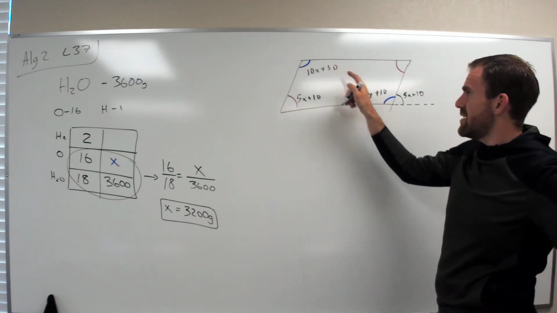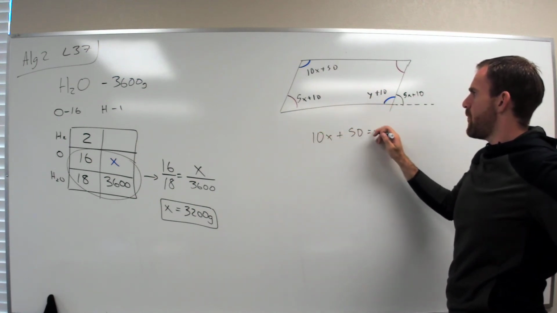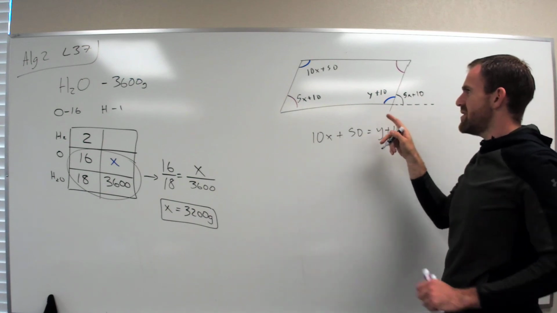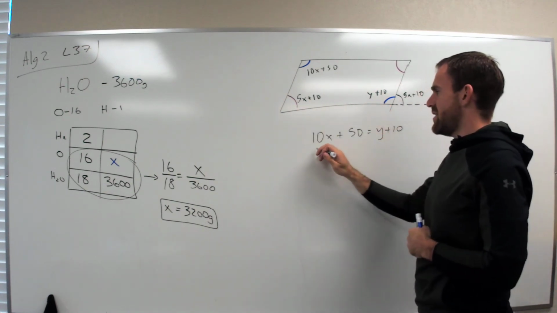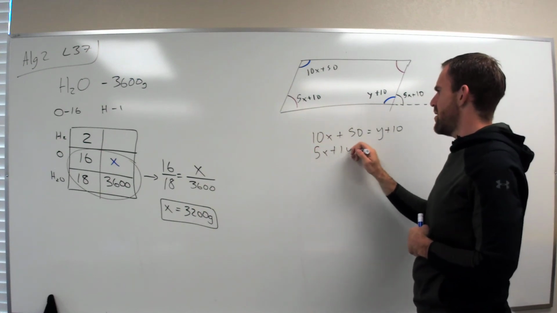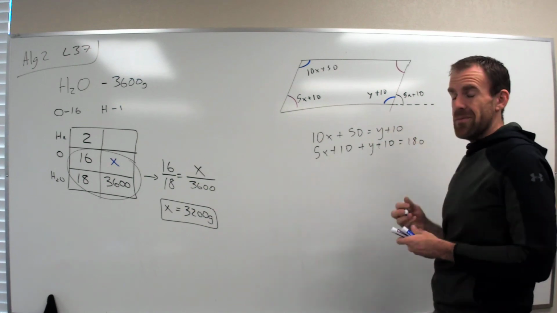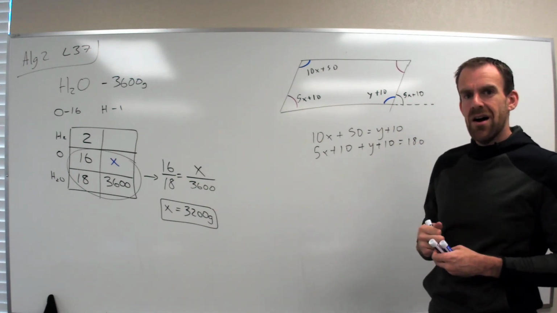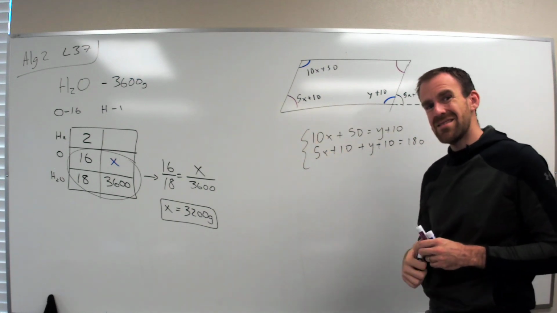The first equation is setting these two blue angles equal. The second equation is set any two angles that are next to each other equal to 180. So we have 5x plus 10 plus y plus 10 equals 180. From there, you can solve using substitution or elimination. And that, my friends, is lesson 37.